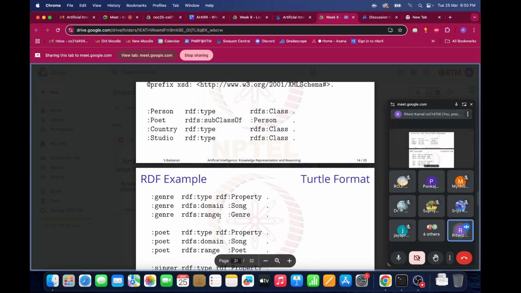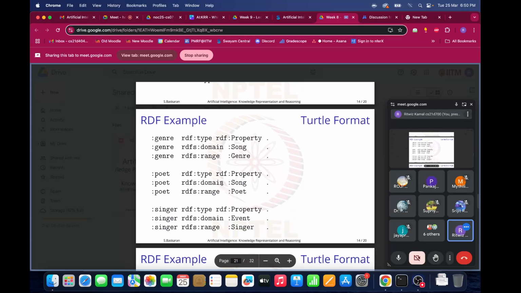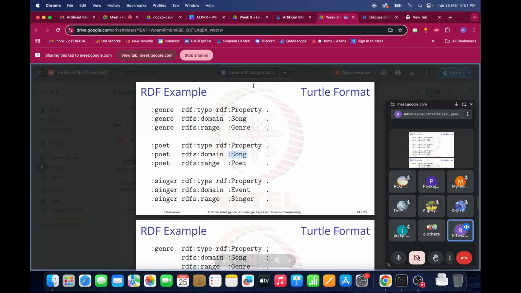What is the range and domain? See, it has to be explicitly specified. Poet has domain song. Poet has range poet. That's why we can easily say that poet is a relation from song to poet. That's why we could infer that over here.